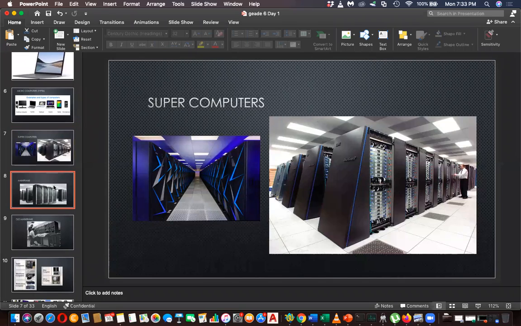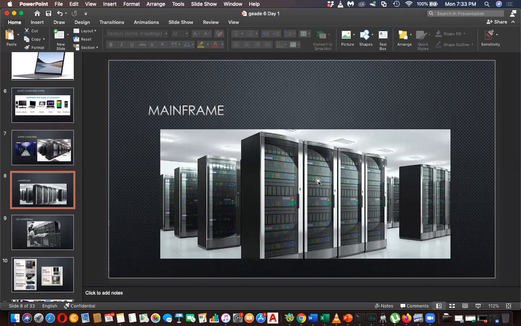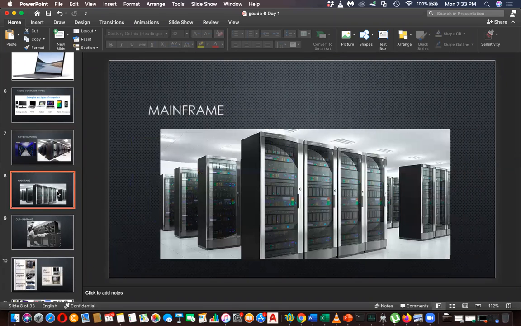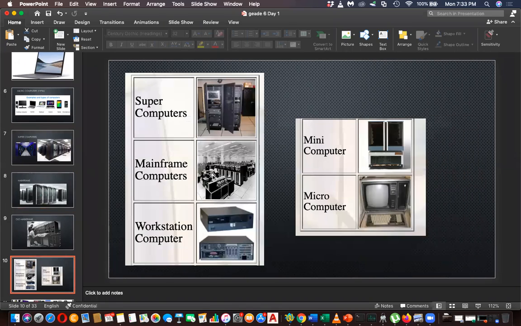Then we learn about mainframes. Thousands of users can use this simultaneously, at the same time. This is several hundred thousands of users. This is thousands of users. Likewise, this is hundreds of users, a minicomputer, hundreds of users. But our microcomputer, it's only one or two. One or two can use it at the same time, but not a large number.